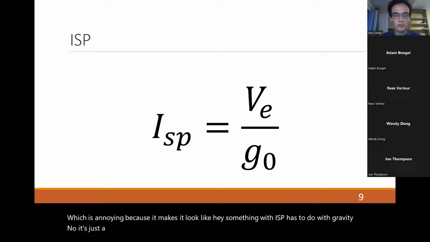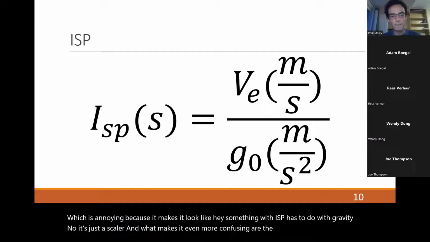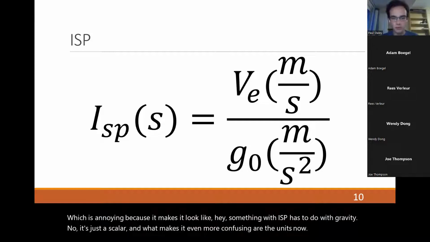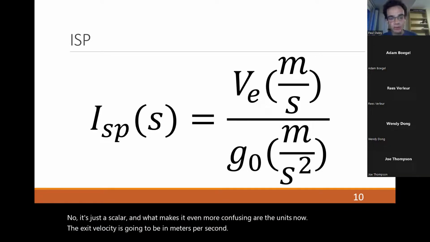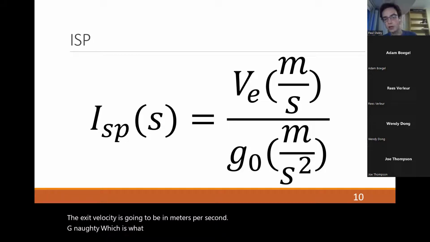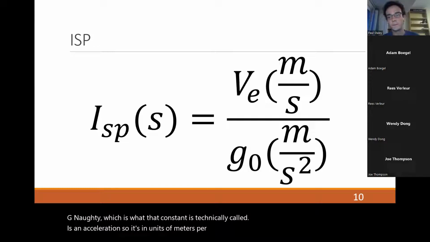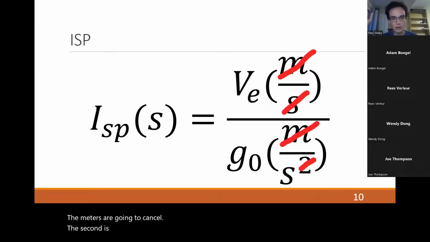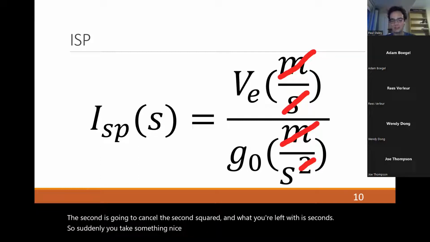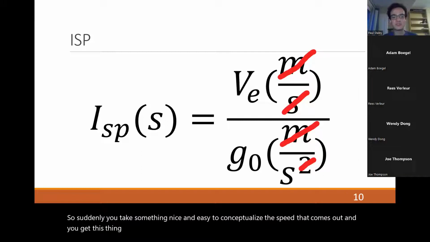And what makes it even more confusing are the units. Now, the exit velocity is going to be in meters per second. G naught, which is what that constant is technically called, is an acceleration, so it's in units of meters per second squared. The meters are going to cancel. The seconds is going to cancel with the seconds squared. And what you're left with is seconds. So suddenly you take something nice and easy to conceptualize, like the speed it comes out, and you get this thing called specific impulse, which is measured in seconds. And to me, that's really confusing.